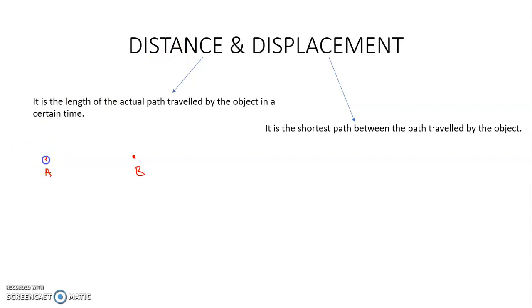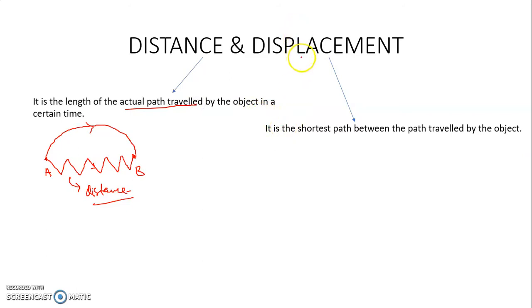Suppose you use a semicircular path to go from A to B. So the semicircular path is the distance of the object or you. Alright. So this is the distance traveled, basically the actual path. Suppose you are using this kind of zigzag path to go from A to B. Then this path is the distance covered. Alright. So this is distance, the actual path traveled by the object.